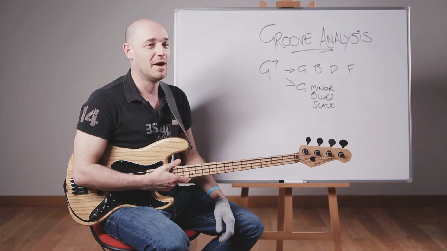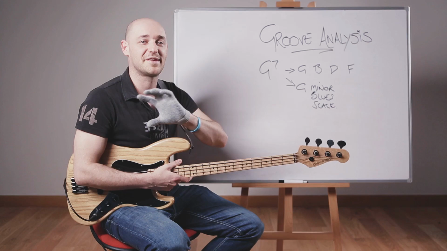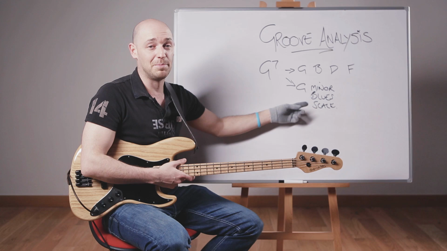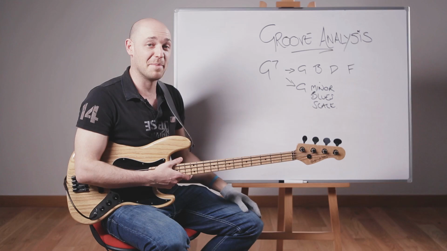So on a dominant seven chord, on a dominant seven groove over a static several bars in a row, if you want to get that bluesy sound, you can play a minor blues scale, even though you're playing over something that has a major third in it. So now let's look at the groove that I was playing. And there's something else really interesting about it.